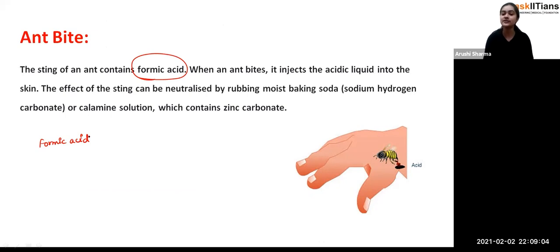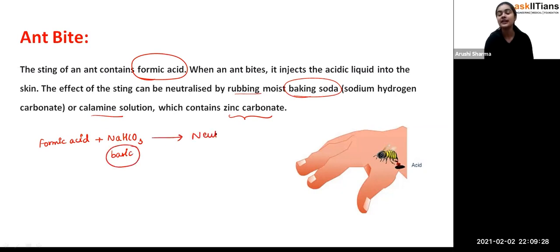So what you can do is neutralize it by rubbing moist baking soda, that is sodium hydrogen carbonate, this is the formula of sodium hydrogen carbonate, or calamine solution, which contains zinc carbonate. That means it is basic in nature. And from that, what will happen? The neutralization reaction will take place and you feel relief.